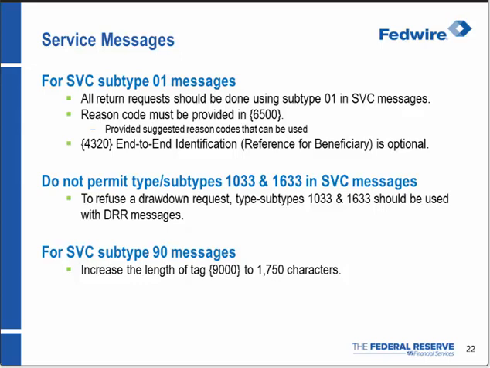This slide provides an overview of changes to service messages. When we implement phase 1, all return requests should be done using the SVC business function code with subtype 01 and include a reason code in tag 6500. Again, we provided some suggested reason codes that can be used in the FAIM document. 4320, the end-to-end identification, will now be an optional tag in SVC subtype 01 messages.